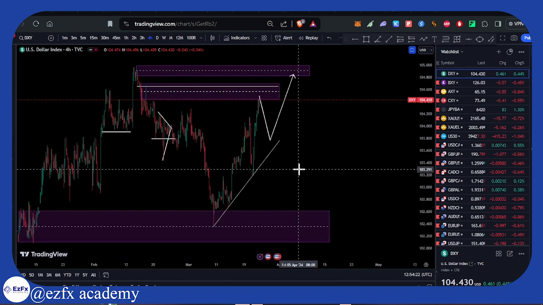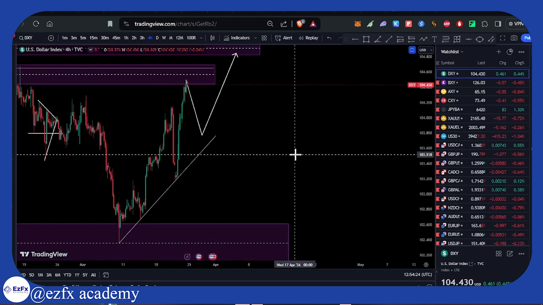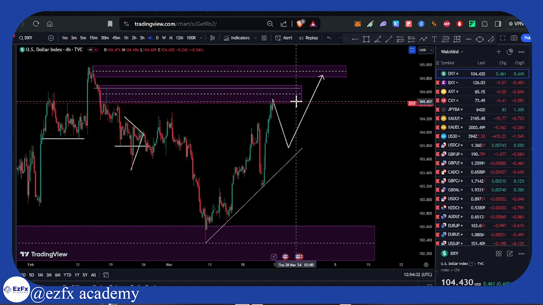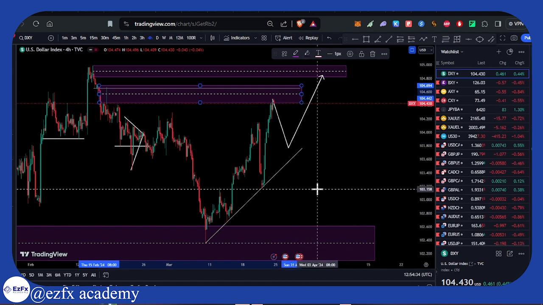I'm expecting a sell to buy movement to happen on DXY. Currently, we are in a zone that I'm very, very curious about. I marked this out using my Fibonacci. This is between 104.694 and 104.442. All right, so we're somewhere in there, and I'm expecting a bearish reaction from there.